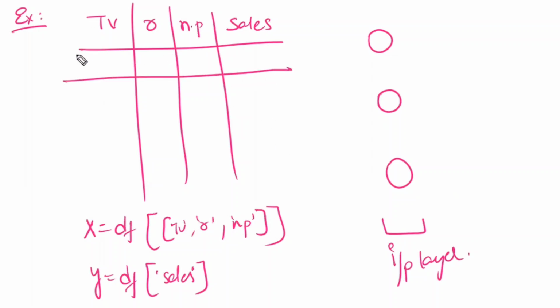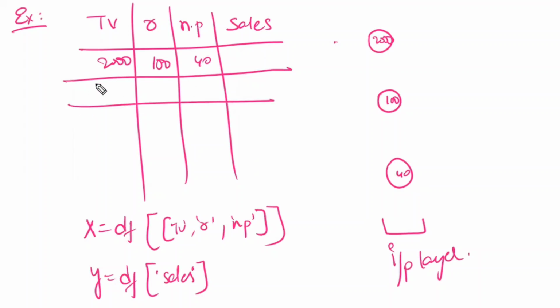For example, the first record has some values, let us assume 200, 2000, 100, 40. This first value will be sent into here, this value will be sent into here, and this value will be sent into here. Each value will be sent into that particular neuron.